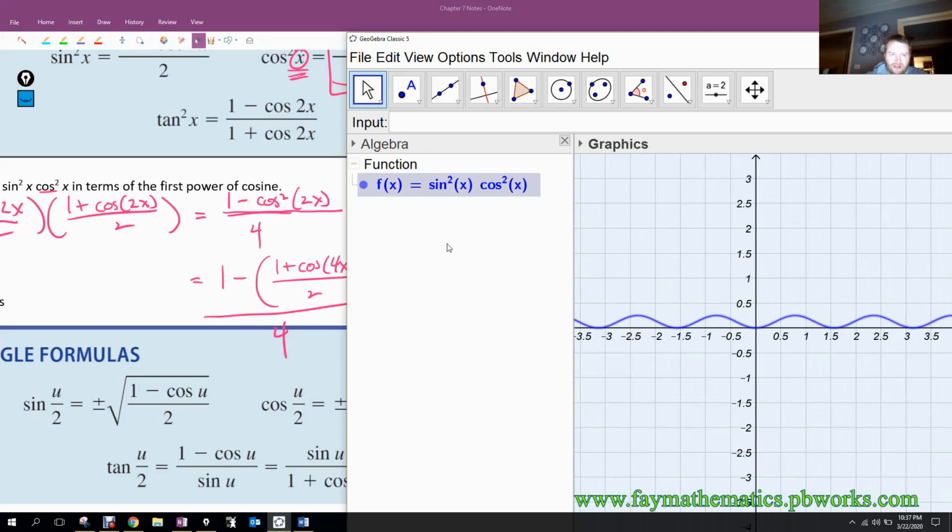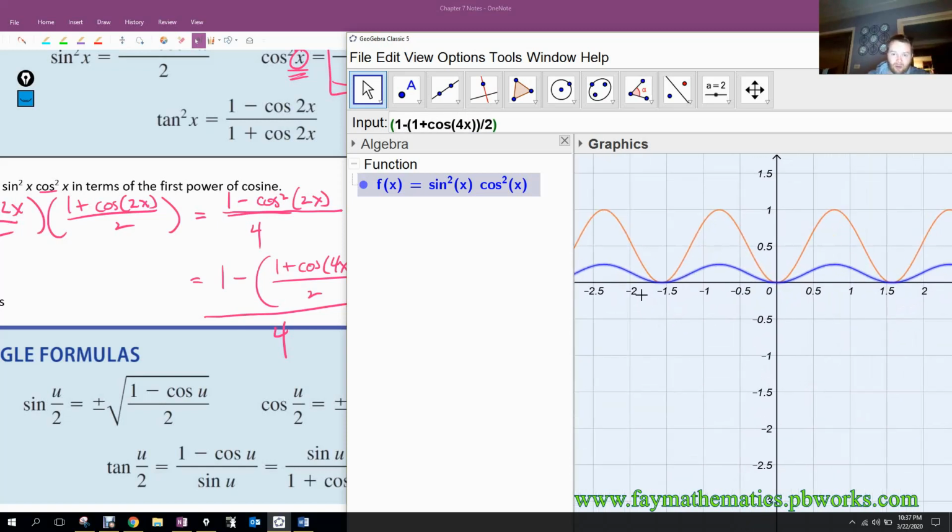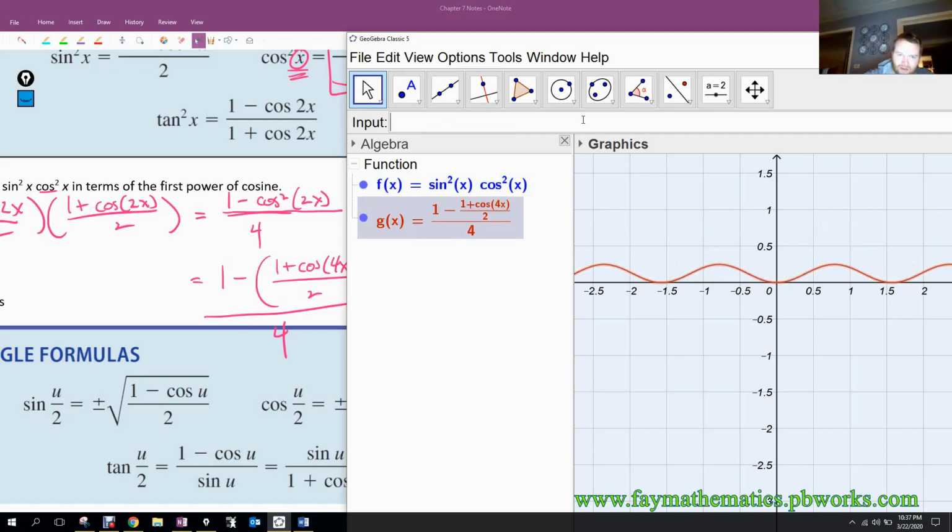It's all positive. So now I'm going to type in 1 minus the quantity 1 plus cosine of 4x. I want all of that over 2, and then all of that. You can see the orange one is almost like this blue one. It's just taller. So how much taller is it? It's 4 times as tall. So if I divide by 4, we get the same image.